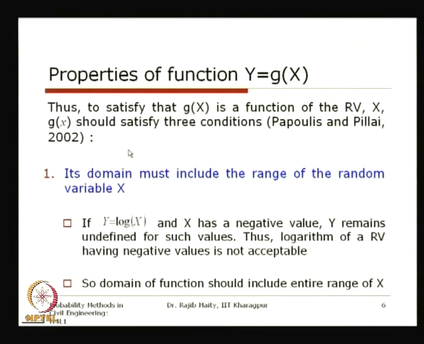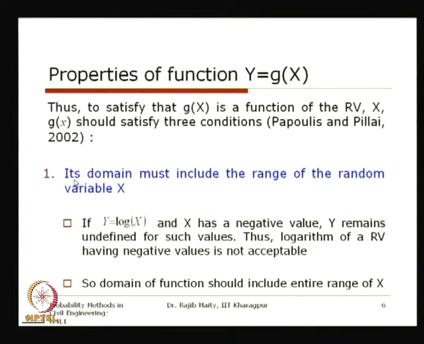So, keeping this point in mind, we can say that for g(x) to be a function of the random variable x, this g(x) should satisfy some conditions. There are three conditions that should be satisfied before we can say that this is a function of the random variable, because this function itself is a random variable, as we discussed.